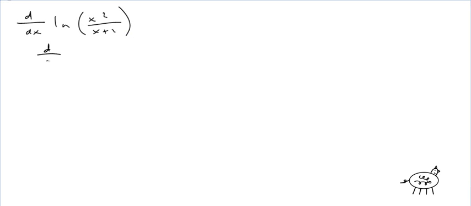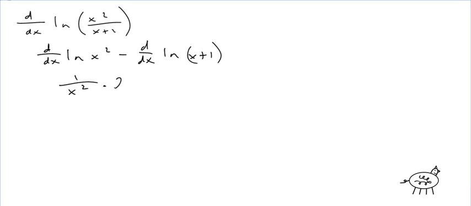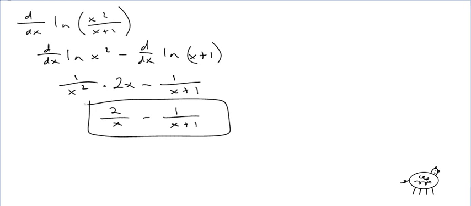So this is like d by dx of ln of x squared, and then this is division, it's minus d by dx of ln of x plus 1. That was a ton easier. Okay, and so this is going to be 1 over x squared times derivative of x squared is 2x. And this is going to be 1 over x plus 1, and that's it. So this is going to be 2x over x squared, so it's going to be 2 over x minus 1 over x plus 1. Okay, that was pretty easy.